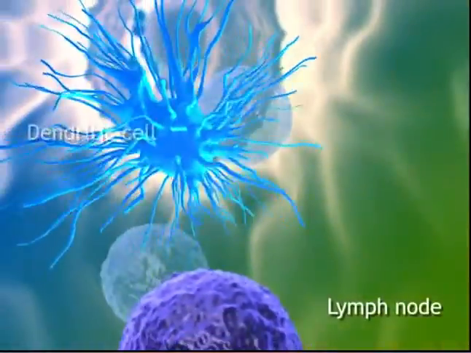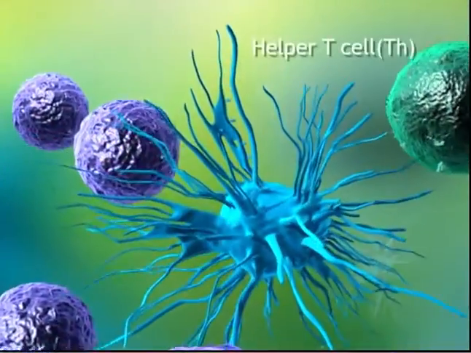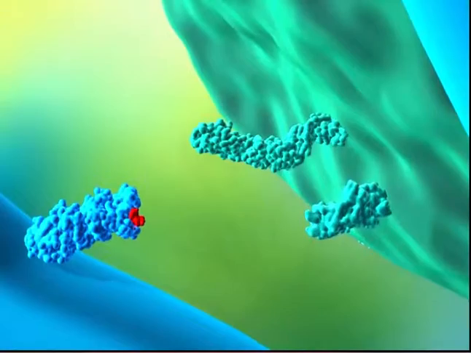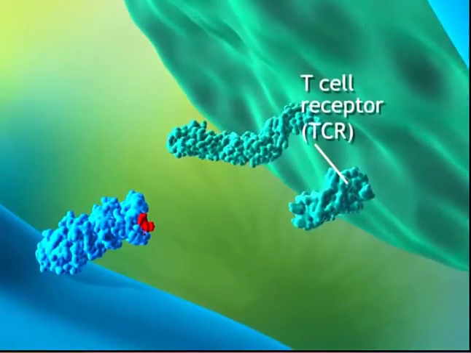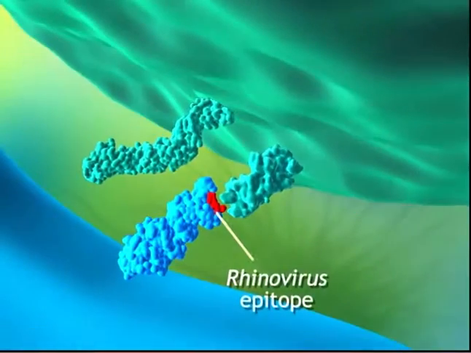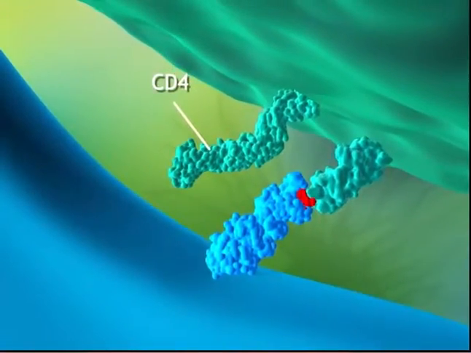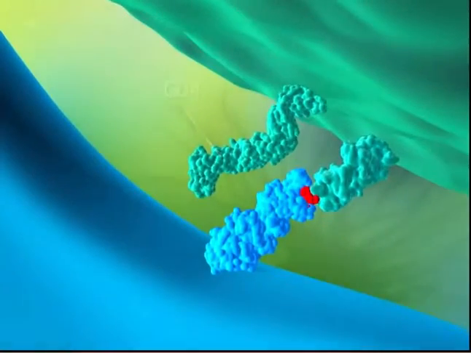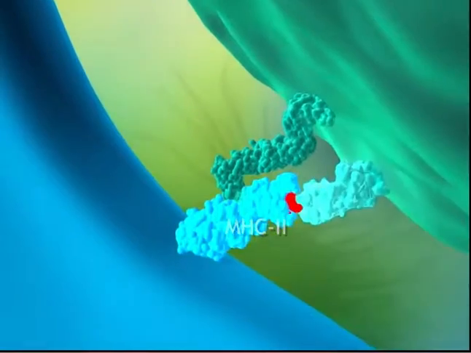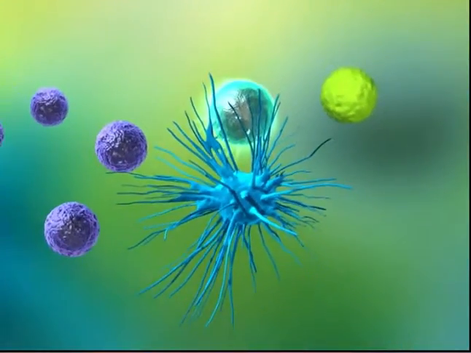Here, the dendritic cell, part of the innate defenses, encounters a helper T cell, which is part of the adaptive defenses. The T cell receptor, or TCR, of this helper T cell recognizes the rhinovirus epitope, while the CD4 glycoprotein associated with the TCR recognizes the MHC2. The dendritic cell then stimulates activation of this helper T cell.